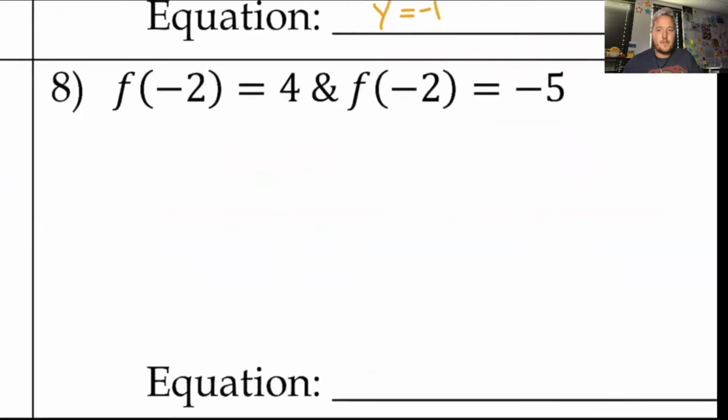All right, so I would definitely say pause here and actually try this one on your own. Or if not, that's totally fine too.